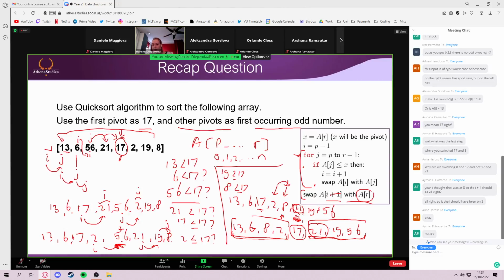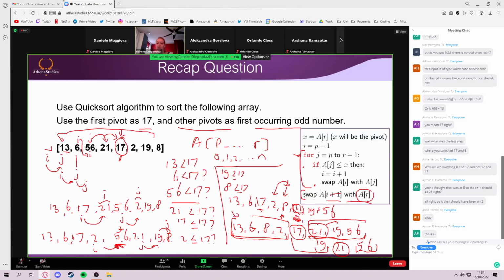And you basically end up with swapping these two. So you get 19, 21, 56, or this is your pivot. So you have to sort this 19 and you have to sort 56, which are only just one number, so you don't need to sort them anymore. So this part is already sorted.